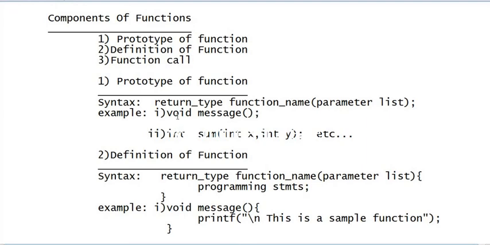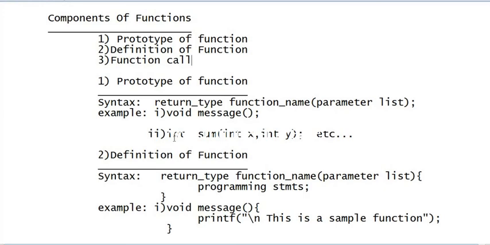Here void is the return type. If we give void as the return type, it does not return any value when the function is called. Message is the name of the function, and this message function is not taking any parameters or any type of arguments.